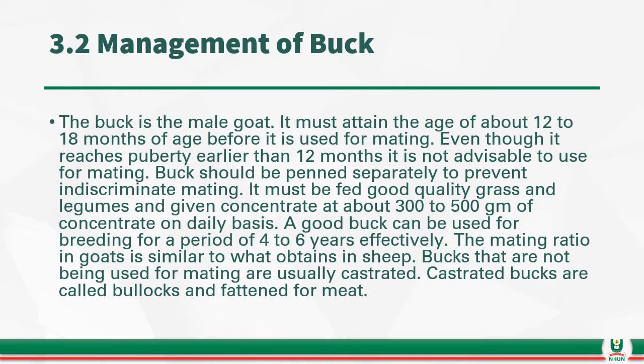The buck is the male goat. It must attain the age of about 12 to 18 months of age before it is used for mating. Even though it reaches puberty earlier than 12 months, it is not advisable to use such for mating. Bucks should be penned separately to prevent indiscriminate mating. It must be fed good quality grass and legumes and given concentrate at about 300 to 500 grams on daily basis. A good buck can be used for breeding for a period of 4 to 6 years effectively.